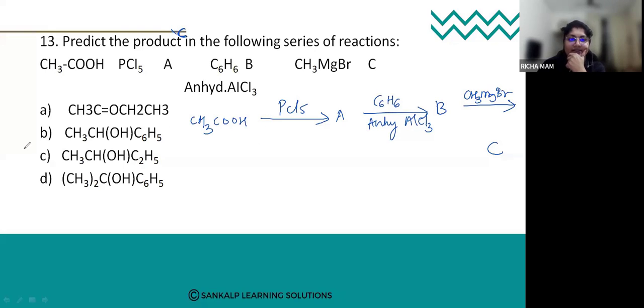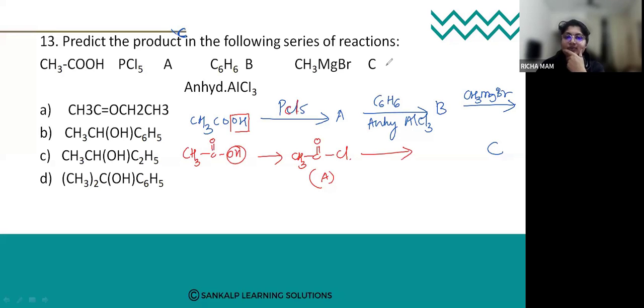Acetic acid reacts with PCl5, that is phosphorus pentachloride. What will happen? Your OH, in CH3COOH, is replaced by Cl. So it forms CH3COCl, which is acetyl chloride. This is your A.